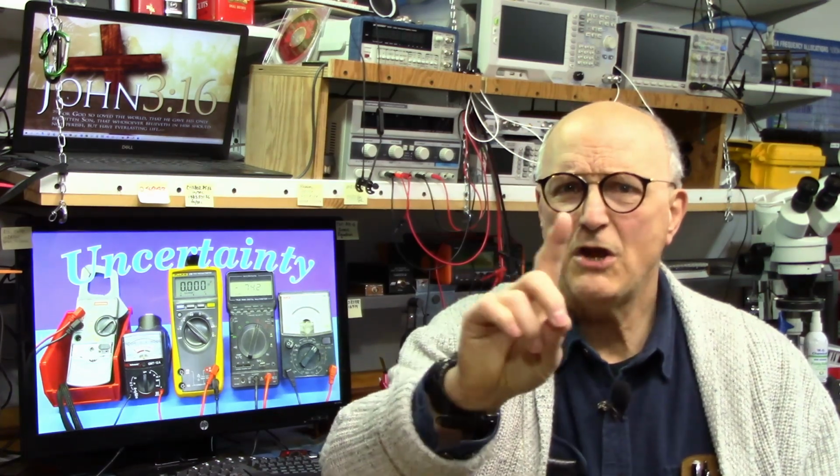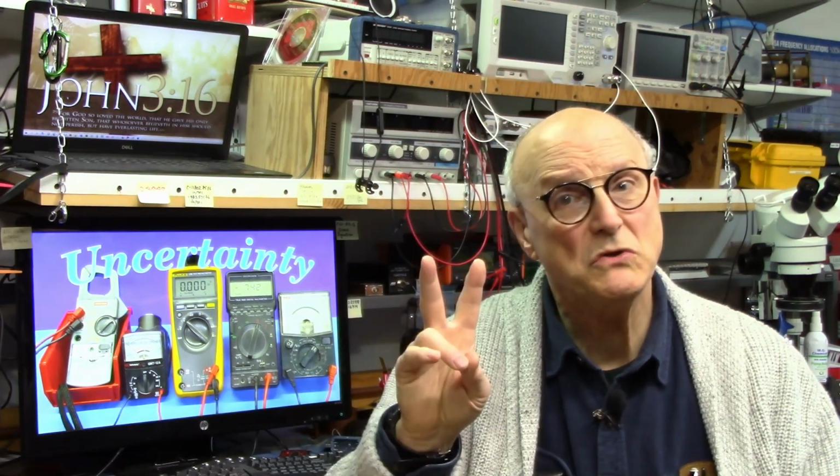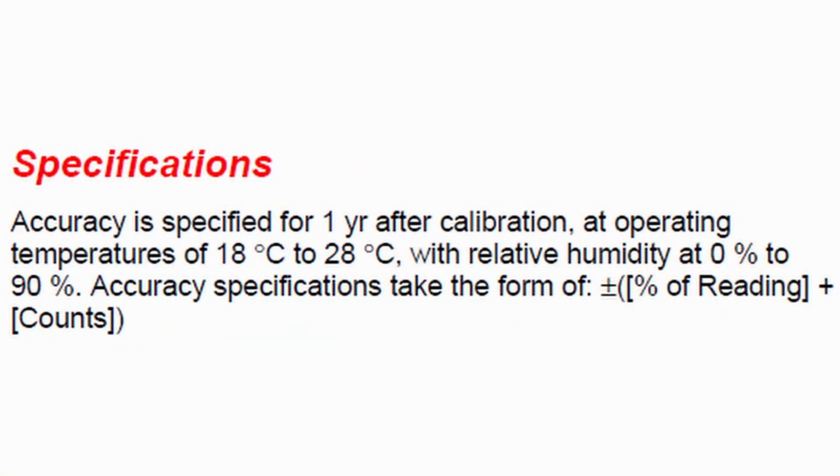The fact is that most equipment manufacturers will only certify their measurement instruments to be within stated tolerances for 1 year following calibration. Some might go as long as 2, but those are rare. Now here's a direct quote from the specification of my Fluke 179 DVM. Quote, "Accuracy is specified for 1 year after calibration at operating temperatures of 18 degrees C to 28 degrees C with a relative humidity at 0% to 90%."